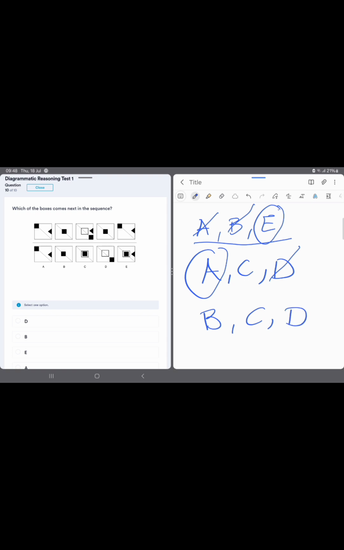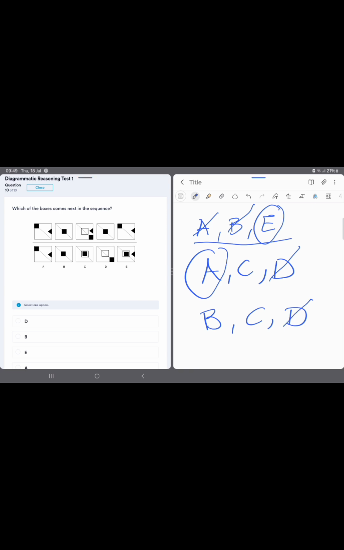Okay, and then the next shape we can look at is the square. With the square, you can see it's at the top left, and then it moves to the middle, and then it moves to the bottom right. Then it comes back to the middle and moves to the top left. So in the next diagram, we need to have it in the middle. Under our potential solutions, that cancels out option D.